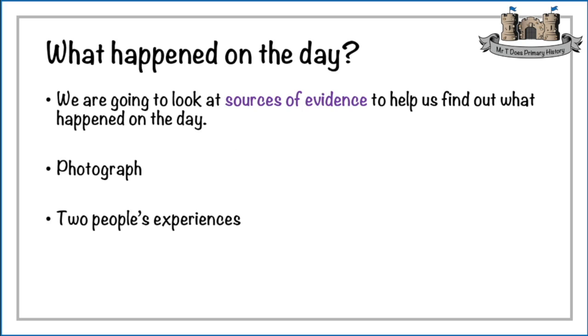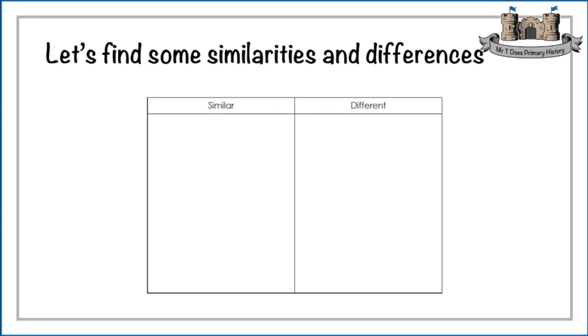What happened on the day? We're going to look at sources of evidence to find out what happened on the day. I've got a photograph for you to look at, and I've got two people's experiences. You'll need a piece of paper, pen or a pencil, something like that, and if you have the worksheet that I've created, then the table that you can see on the screen now is one to have a look at. If not, don't panic, just write the words similarity and difference, or you can make yourself a table. If you need to do that, pause the video here and do that now.